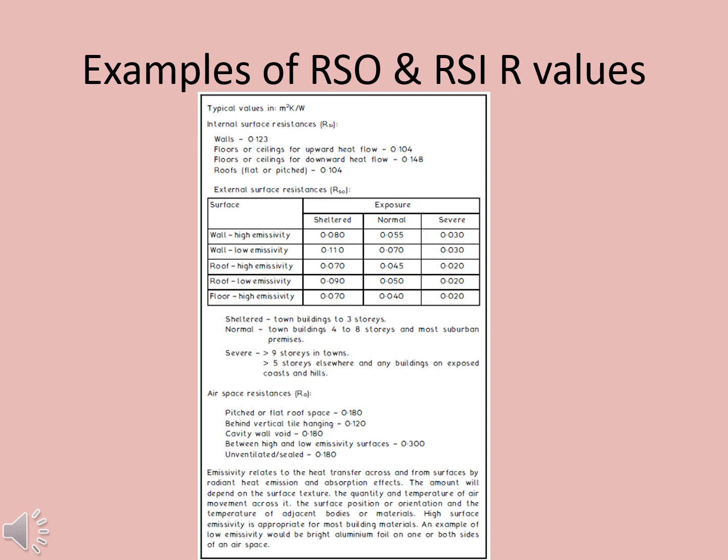But you have a choice to decide if they are in a sheltered or severe exposure position, and also whether these have a high or low emissivity value. Normally we just use normal exposure and low emissivity values for standard calculations. Finally, you will see that there are values provided to take into account voids such as cavity voids. This is because heat will still transfer across a void or cavity due to convection and radiation.